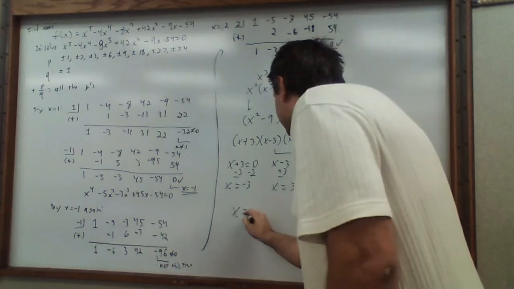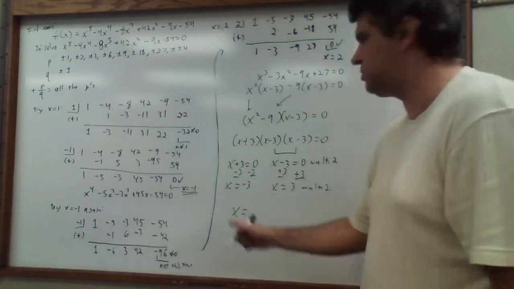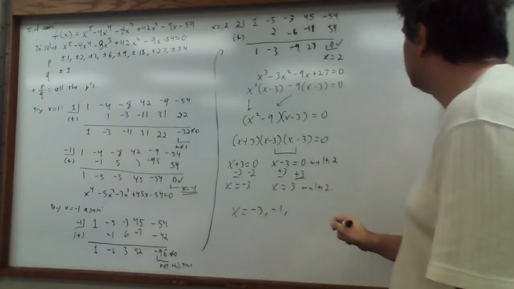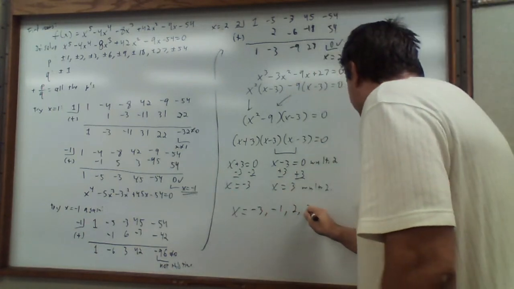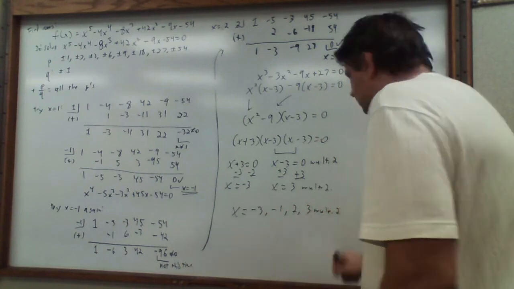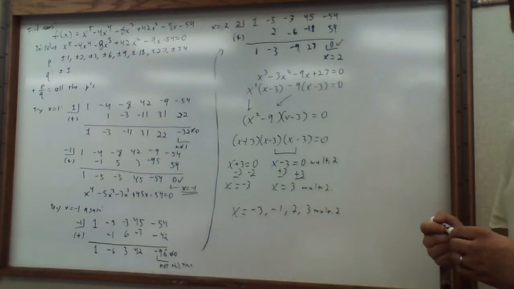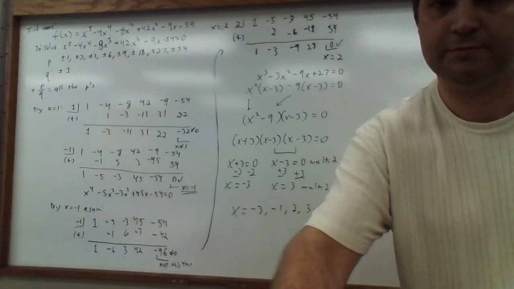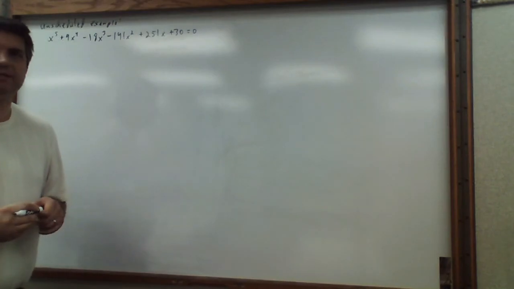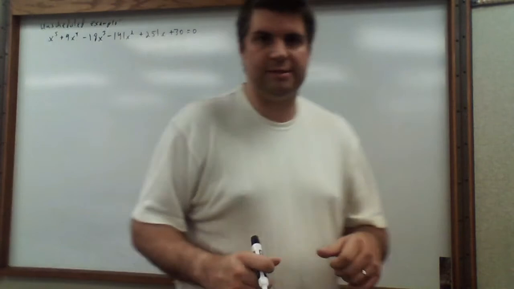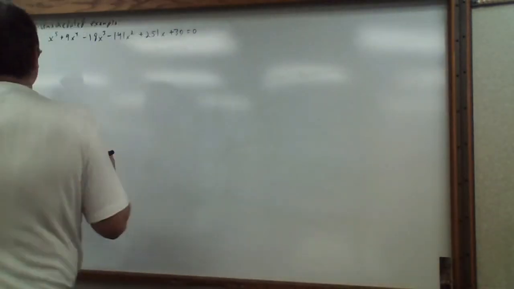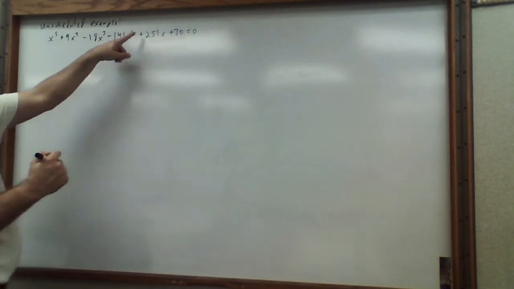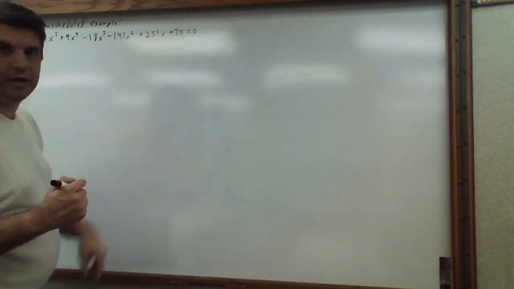So, the final result is, in order from least to greatest, x equals negative 3, negative 1, 2, and 3 multiplicity 2. So that's what a fifth degree polynomial looks like. Okay? And I went ahead and decided to do another example. This is x to the fifth plus 9x to the fourth minus 18x cubed minus 141x squared plus 251x plus 30. Okay?